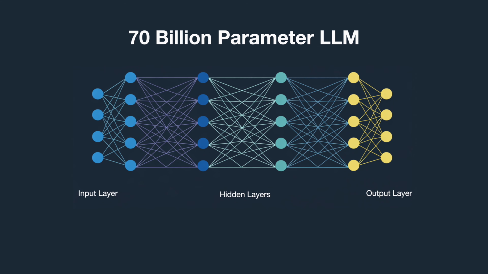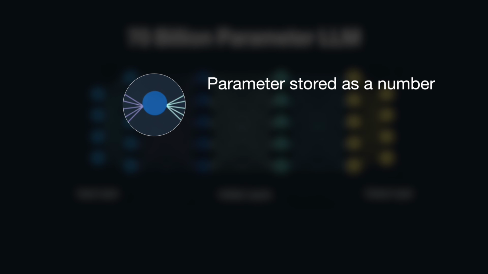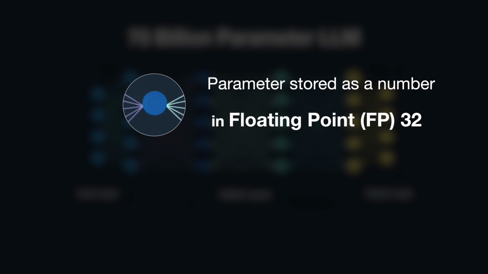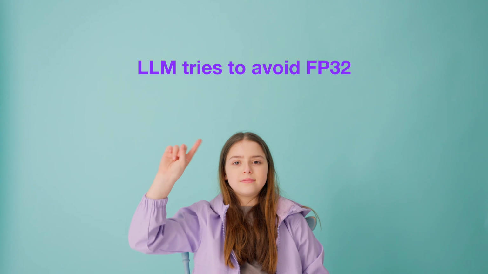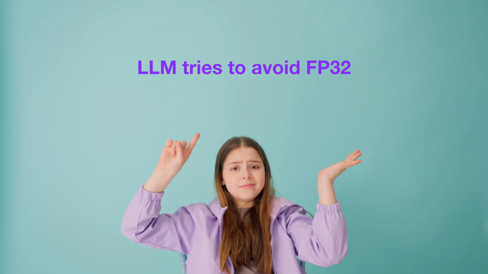Imagine you have a 70 billion parameter language model. Each parameter is stored as a number. If those numbers are stored in float 32, each parameter needs 4 bytes. The weights alone need around 280 gigabytes. That is the first reason modern LLMs avoid all FP32.